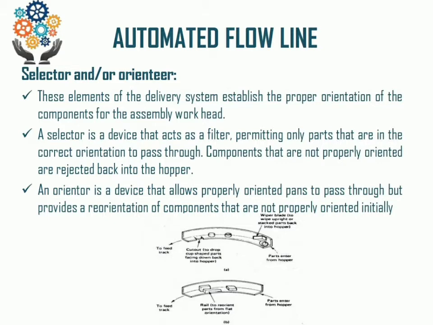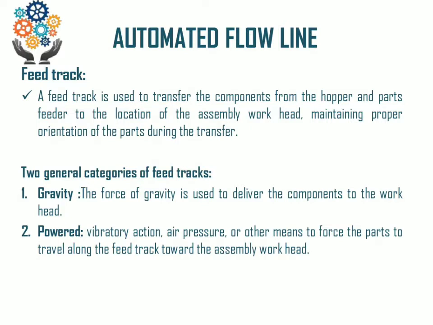Then the next element is the feed track. The feed track is ultimately a material handling equipment. A feed track is used to transport the component from the hopper to the part feeder, or to the assembly workstation, maintaining the proper orientation, which we call a conveyor, moving the part from the selector, orienters and part feeders towards the escapement and placement devices. The escapement and placement devices place the parts at the workstation or the assembly workstation.